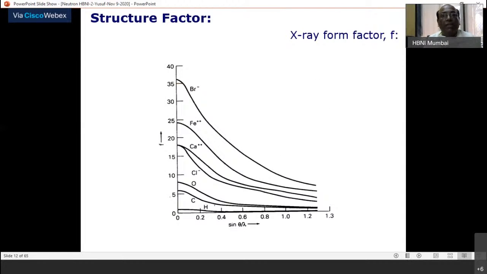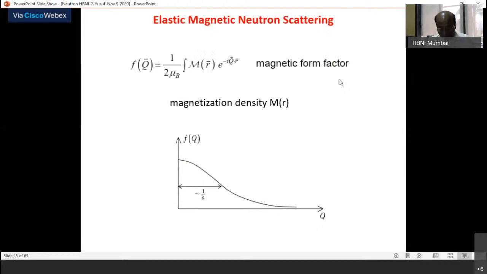But the X-ray form factor has a corresponding counterpart in neutron scattering, where b is constant. It is flat. Whatever the value is here, it remains the same. But then the question is, for neutron scattering, is there any form factor? The answer is yes, if you deal with magnetic materials. And that is the topic of my lecture, as you know.